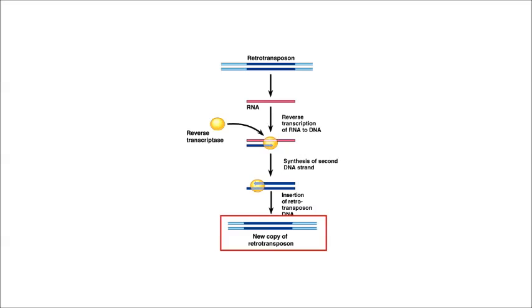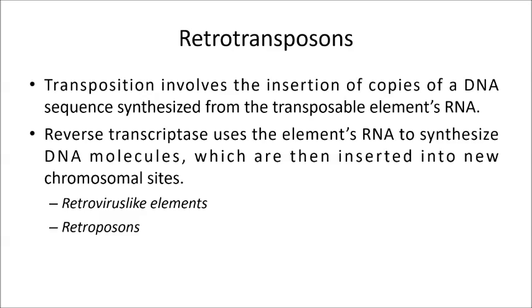Because this mechanism reverses the usual direction in which genetic information flows, that is, from DNA to RNA, and here it is flowing from RNA to DNA, this kind of mechanism is referred to as retrotransposition, and the elements in this category are called retrotransposons. Some of the elements in this category are related to a special group of viruses, the retroviruses, and thus they are called retrovirus-like elements. Other elements that engage in retrotransposition are simply called retroposons. So these are the three main categories of transposable genetic elements or transposons.